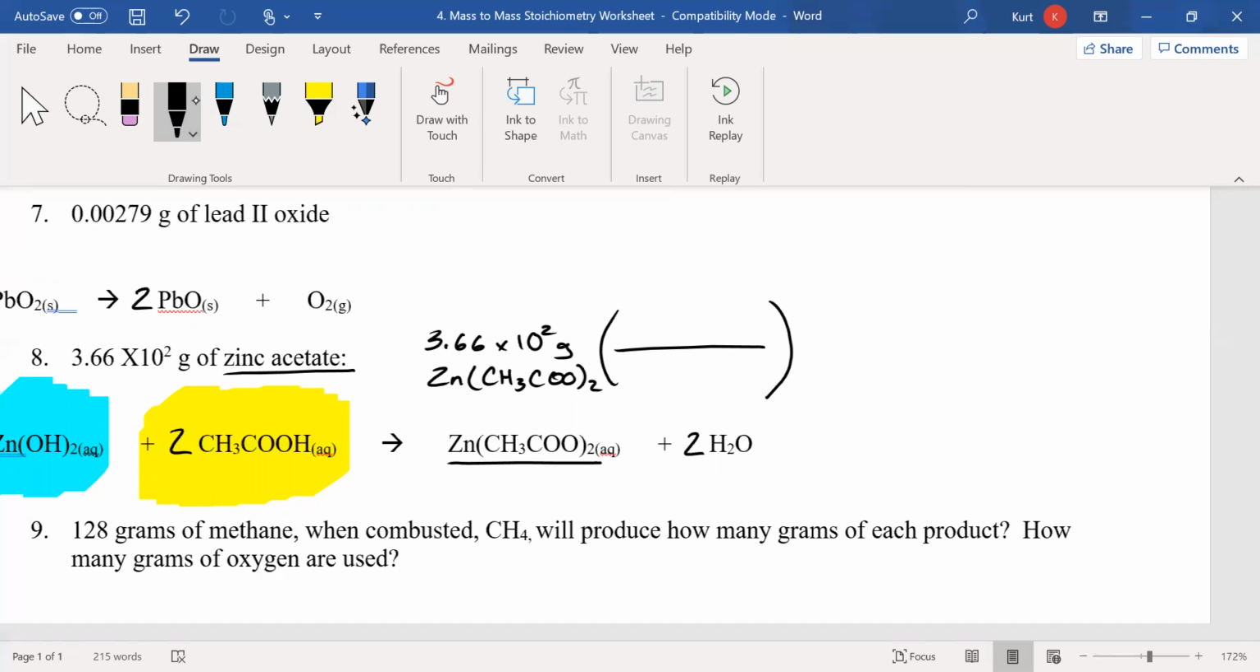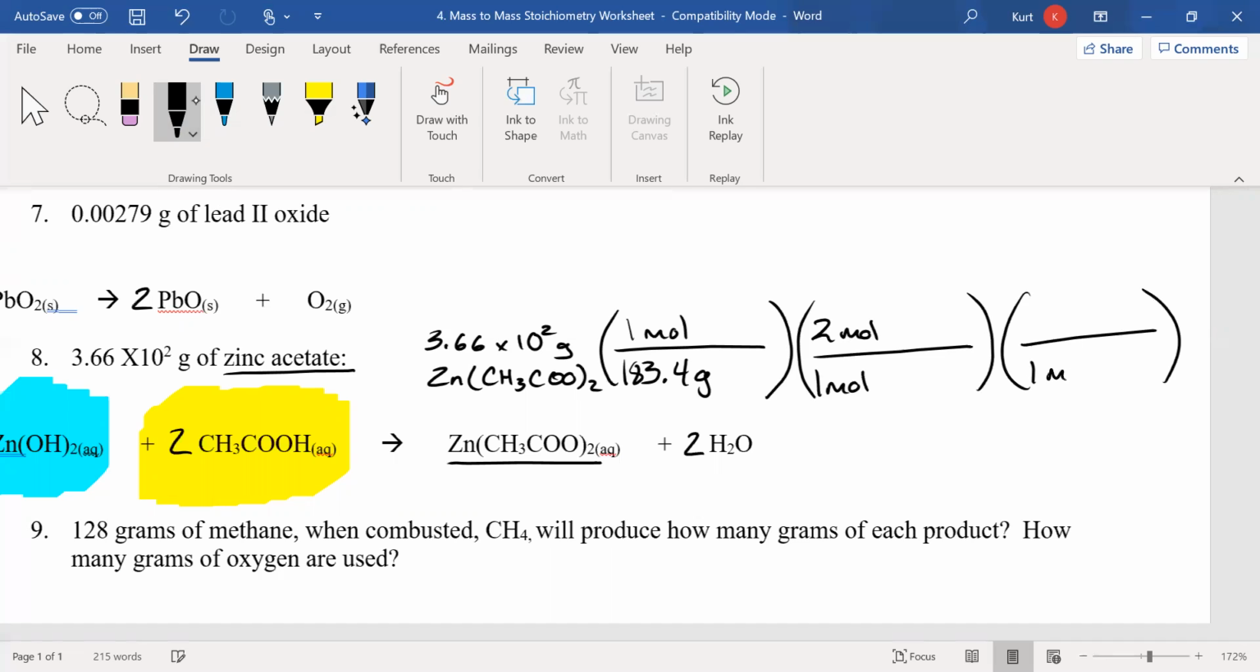I should not have erased the molar mass. Derek, what was the molar mass? 180 something? 183.4. What is the molar mass of acetic acid, CH3COOH? 60 even? Yes. All right, so we do 366, or you can do 3.66, divided by 183.4 times 2 times 60.